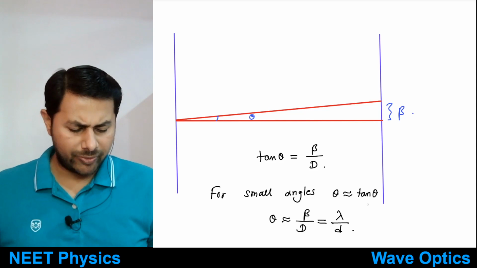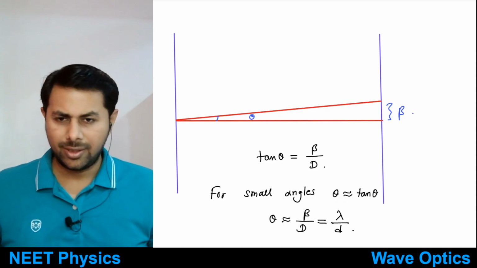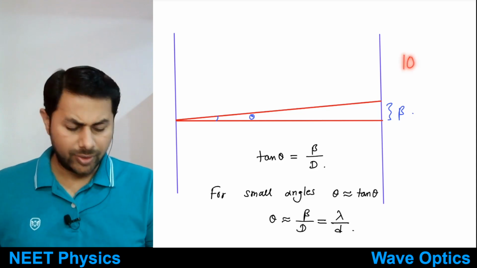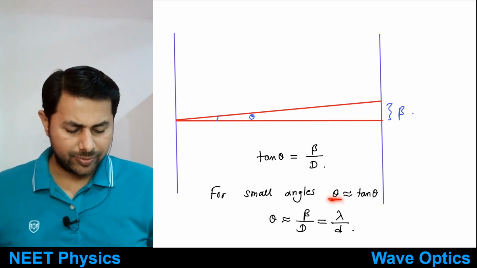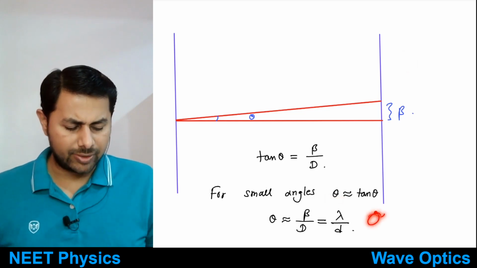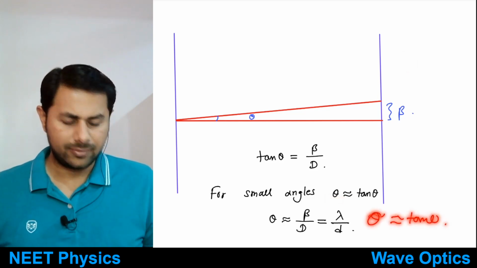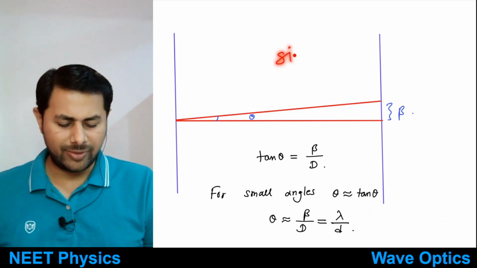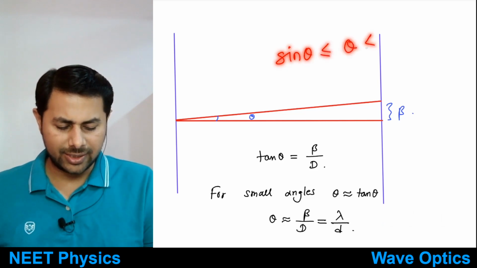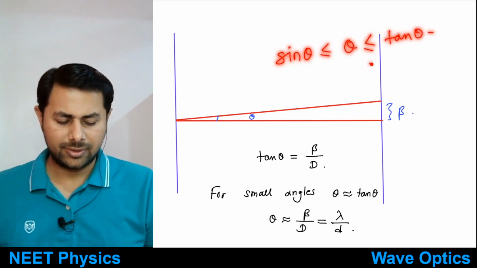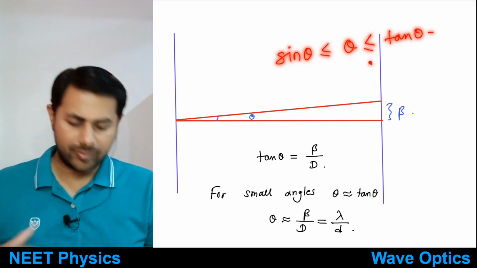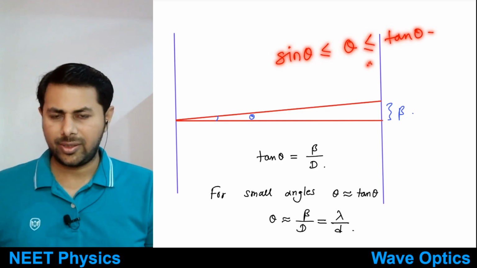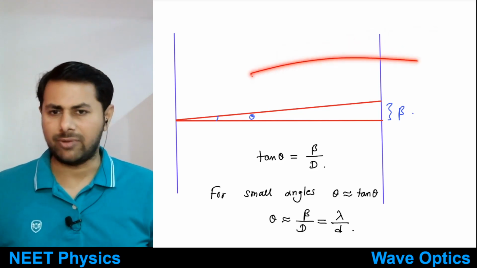Then we know that for very small angles, and the width of these fringes would be very small, a few millimeters or so, theta is nearly equal to tan theta, right, for small angles. Otherwise sin theta is less than theta, which is less than tan theta for large angles. But if the angle is very small, all three are almost equal.